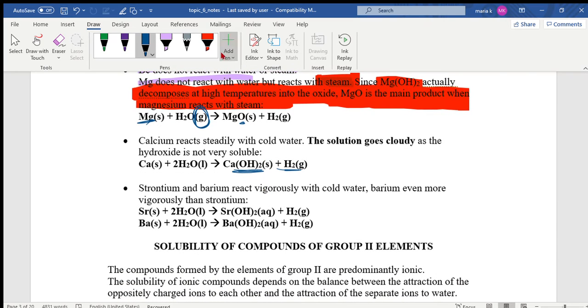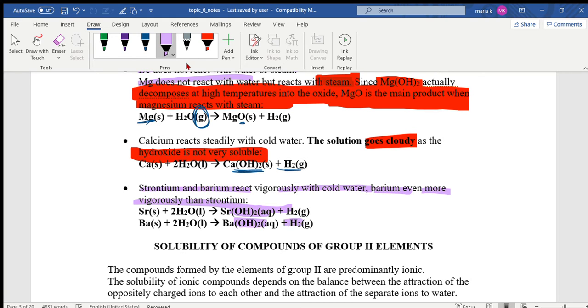Okay, so the solution goes cloudy as this hydroxide is not very soluble. Remember, as we go down the group, solubility increases. Strontium and barium are much lower on group 2. They react more vigorously with cold water, barium even more vigorously than strontium, and they still form the hydroxide with hydrogen gas with the liquid water.